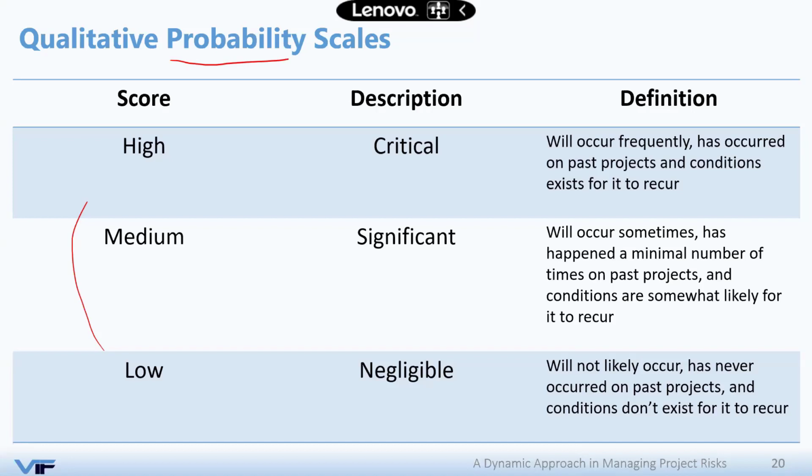If you refer to a risk listed on your risk register as having a high probability of occurrence, what does it mean? We understand that it means it's a critical, it will occur frequently because it has occurred in the past. On the other hand, if you refer to something as having low probability of occurrence, it means it's negligible and it will not likely occur and such. These definitions need to be stated on the risk management plan as you've seen earlier at the beginning of the webinar. Same you did with the probability, you need to do with the impact.